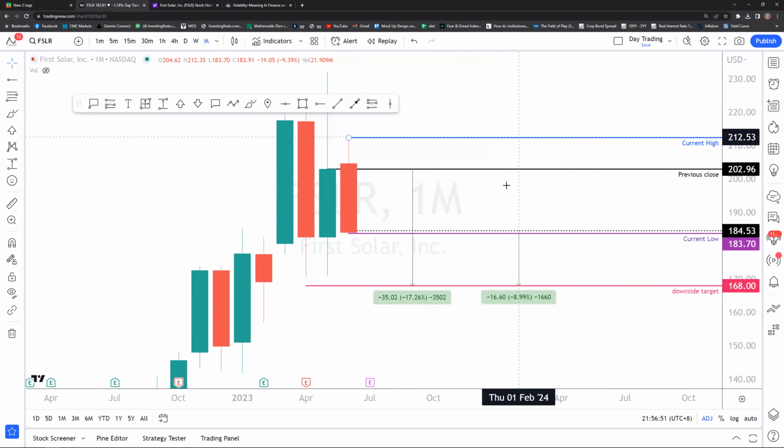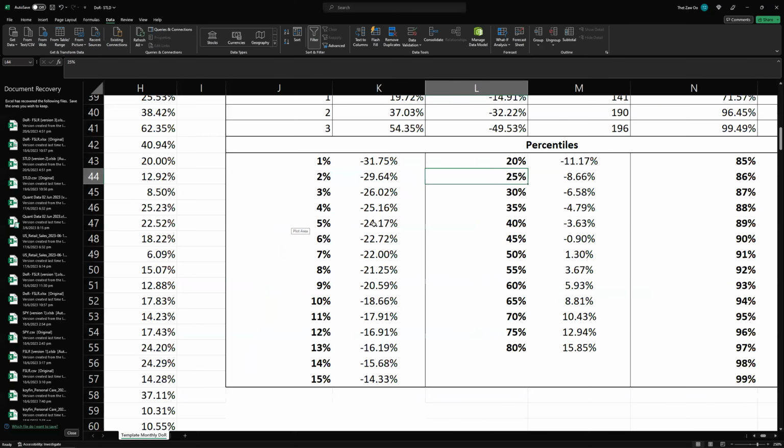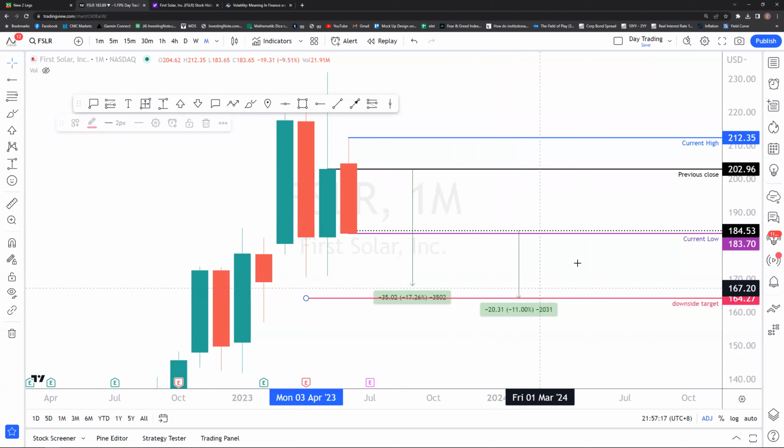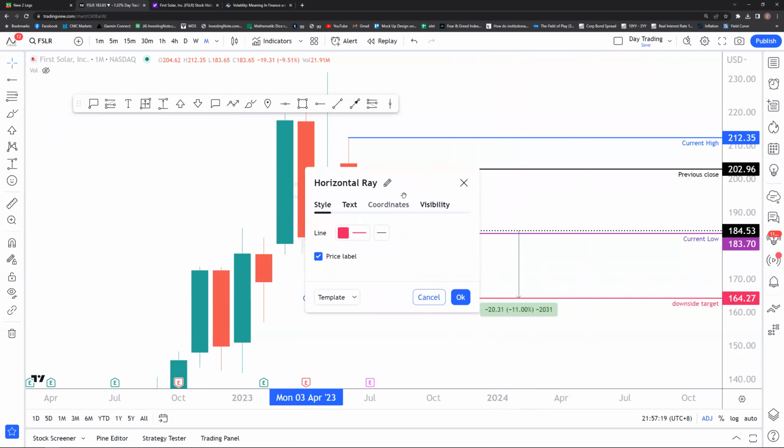So now we look at the close to close. Most of the time, what you probably want to aim for is about 20%. A 20% chance of hitting the stop is actually fine. In fact, a 20% probability is like 11% down. So I can actually shift my stop loss a little bit lower. 11% down, somewhere here. Maybe 164.